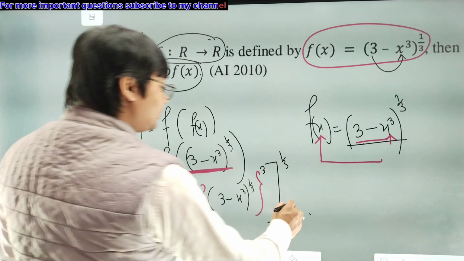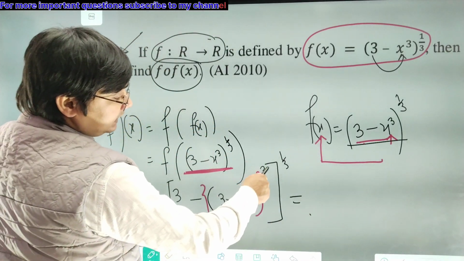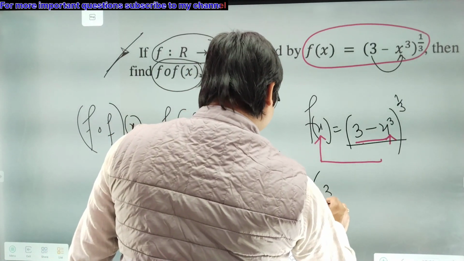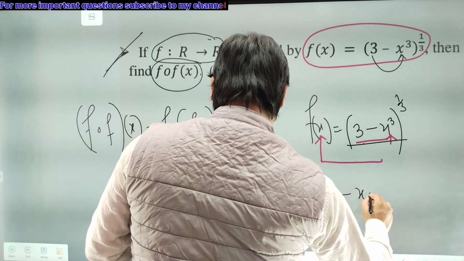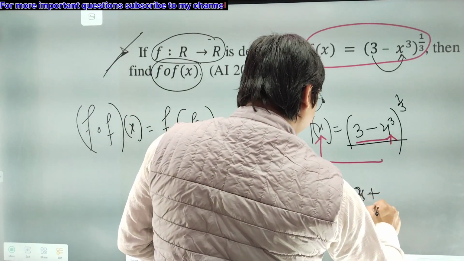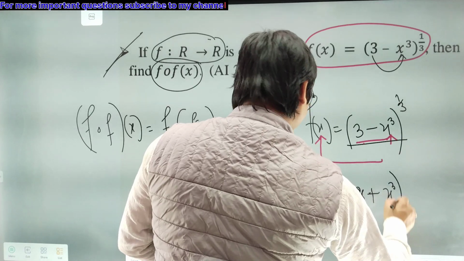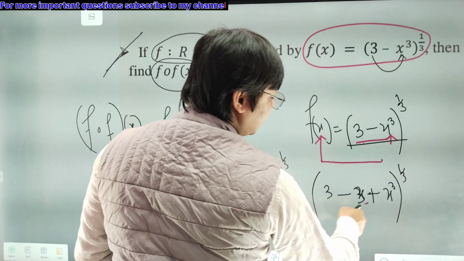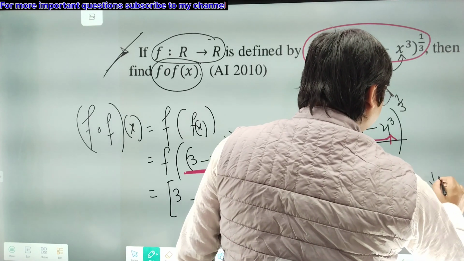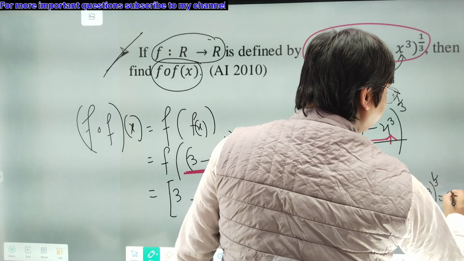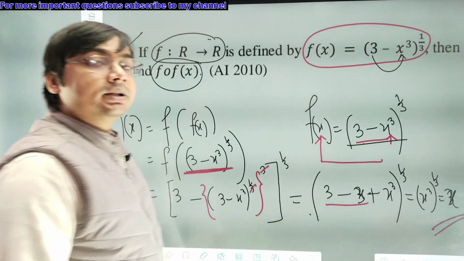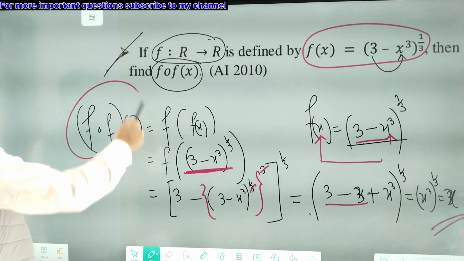Now you see, there is a 3 and this 3 will cancel. So what remains here? 3 minus 3 plus x cube to the power of 1 by 3 will be there. Now this minus 3 plus 3 also gets cancelled, so x cube power of 1 by 3 will be there, the powers 3 and 1 by 3 cancel, so this x will be the result. So this x will be the required value of f composite f of x.